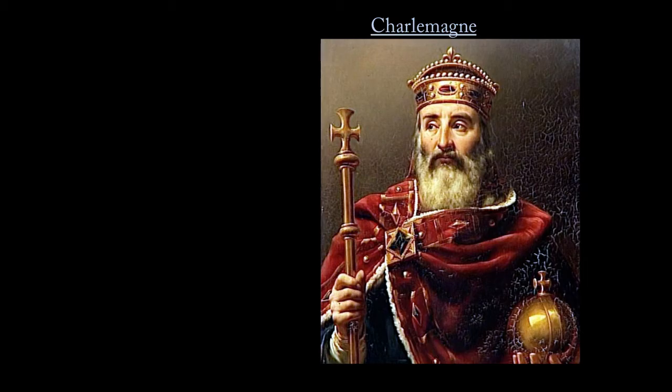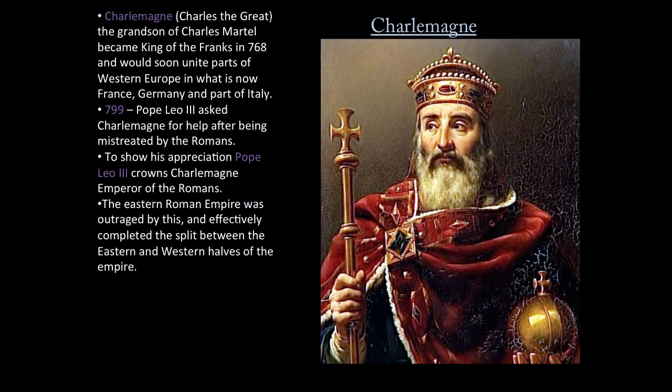The next guy we need to look at is actually Charles Martel's grandson. He's Charles the Great, better known as Charlemagne. He becomes king of the Franks in 768 and is slowly going to build a Frankish empire, uniting what is now considered parts of France, Germany, and Italy. A major win for Charlemagne is actually in 799 when Pope Leo III is being mistreated by Romans in Italy. And he asked Charlemagne for his help in assisting him with the matter. And to show his appreciation, Pope Leo III crowns Charlemagne Emperor of the Romans.